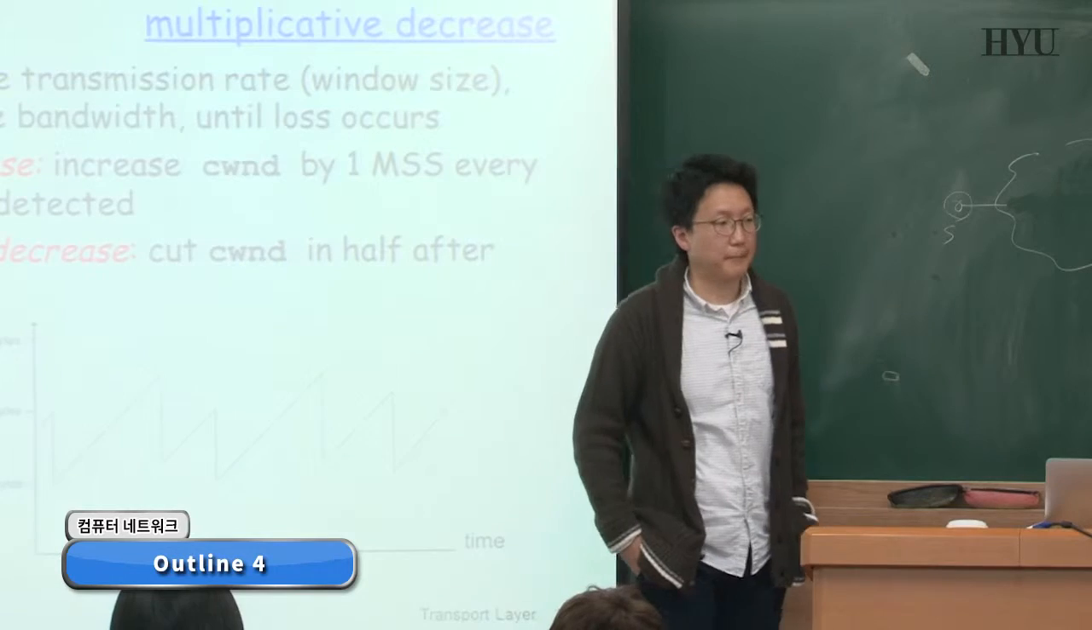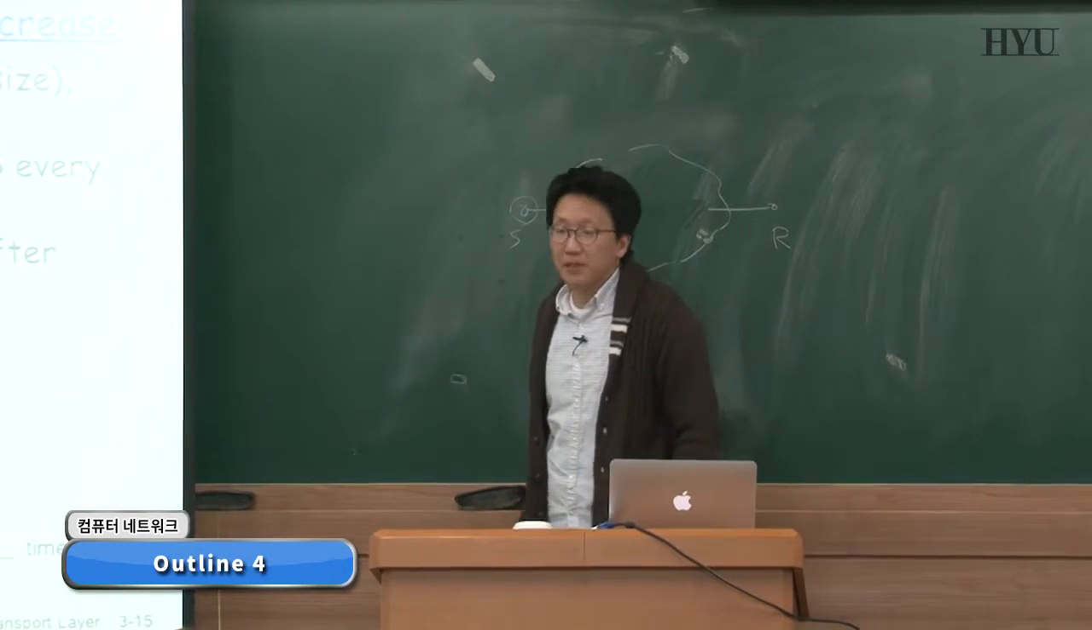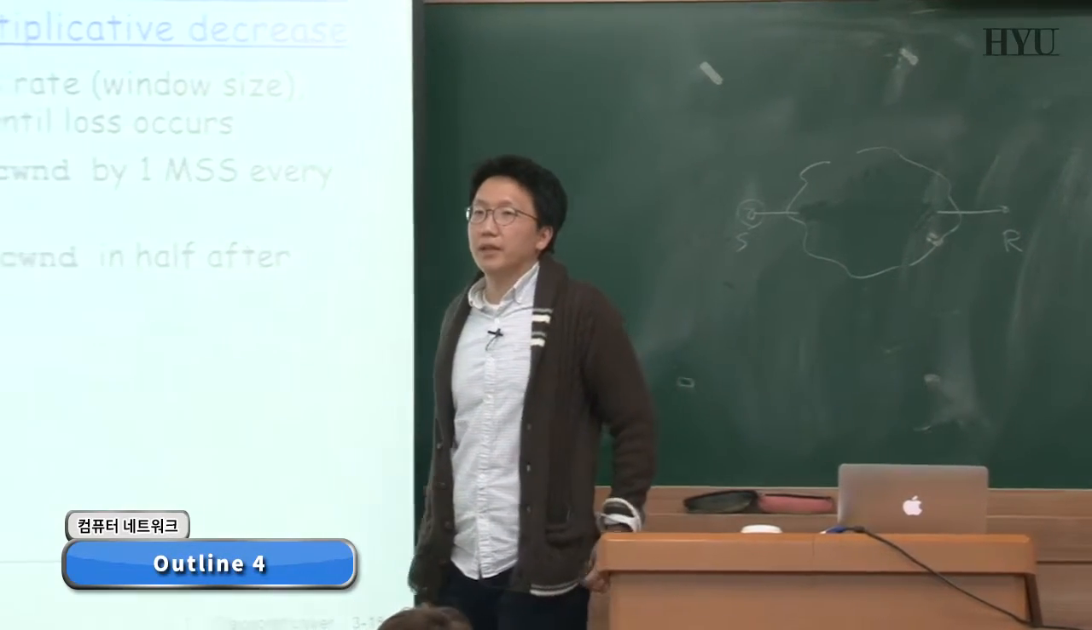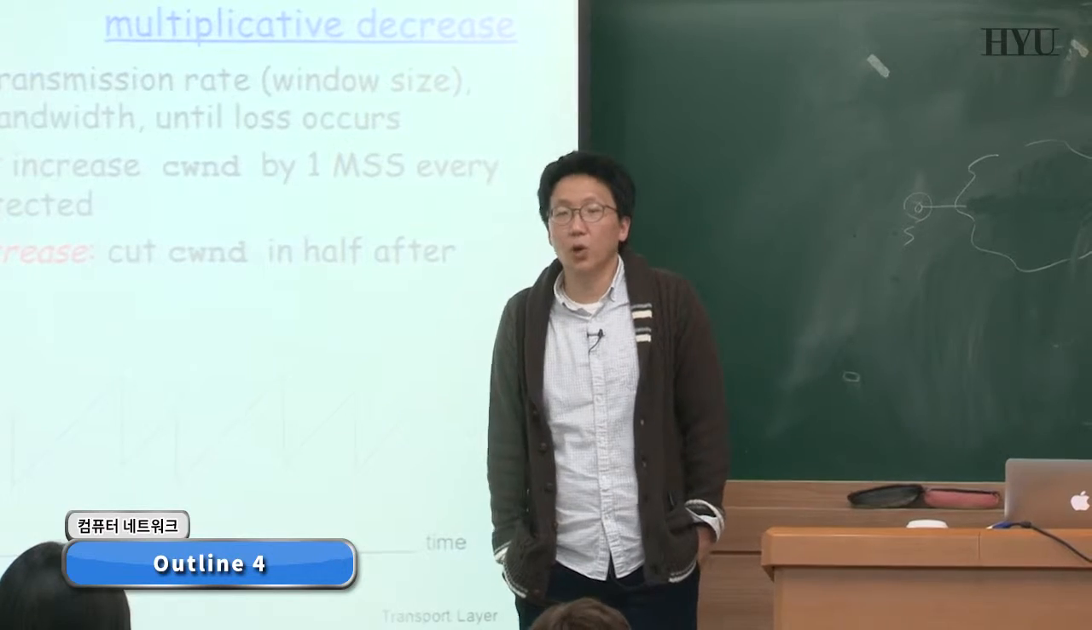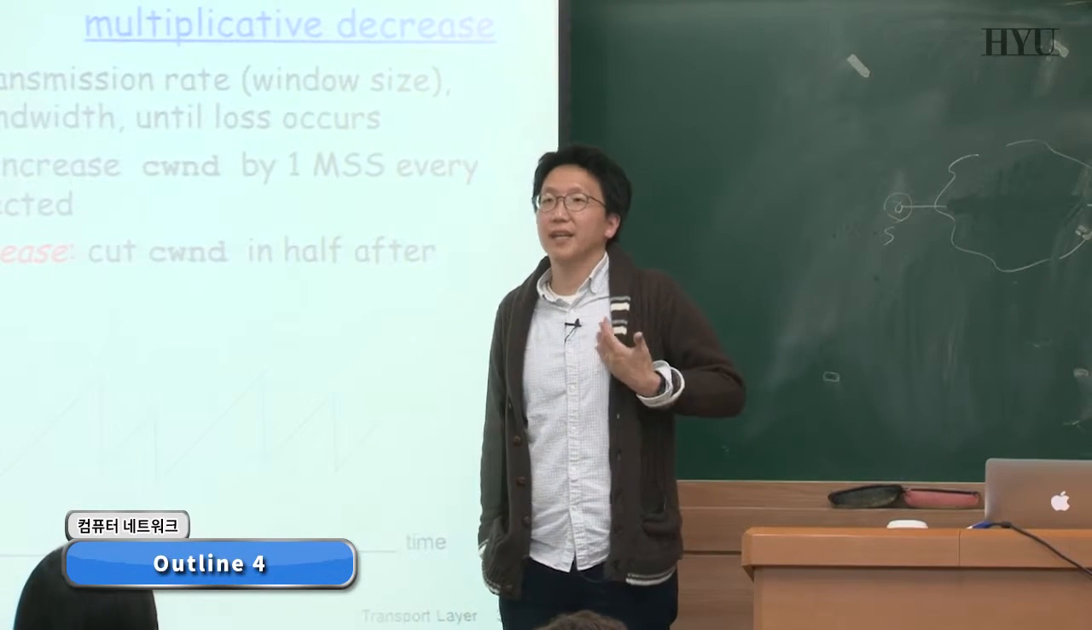So, multiplicative decrease. When that happens, if the host figures out there's something happening, loss happening, how do you know the loss is happening on your side?